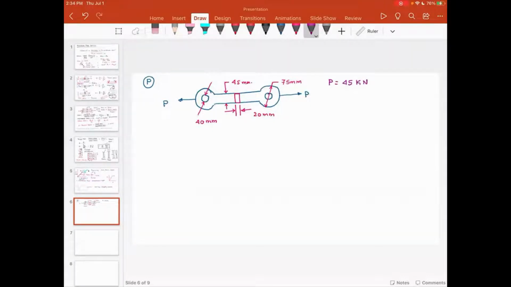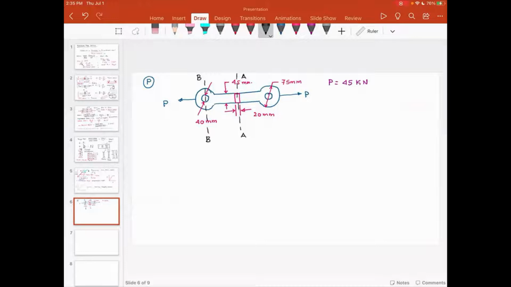What we want to do is, there are two cross sections. One is this cross section, which is cross section A, and the other cross section is this cross section, cross section B. I want to find out the stresses at A and the stresses at B.